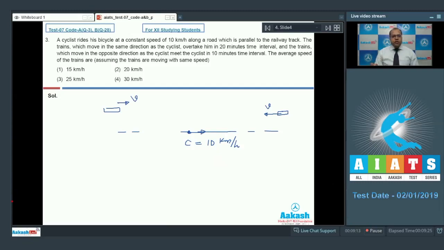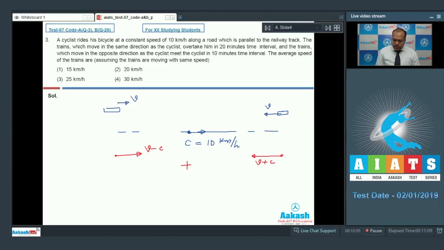It is given in the question that the trains which move in the same direction as the cyclist overtake him in a 20 minutes time interval, and the trains which move in the opposite direction meet the cyclist in a 10 minutes time interval. So from this we can analyze that the consecutive distance between the two trains is the same. If I analyze the situation in the frame of the cyclist, if I keep him at rest, then this train is moving in this direction with a speed of v minus c, and this train is moving in this direction with a speed of v plus c. So these are the relative velocities of the trains with respect to the cyclist.